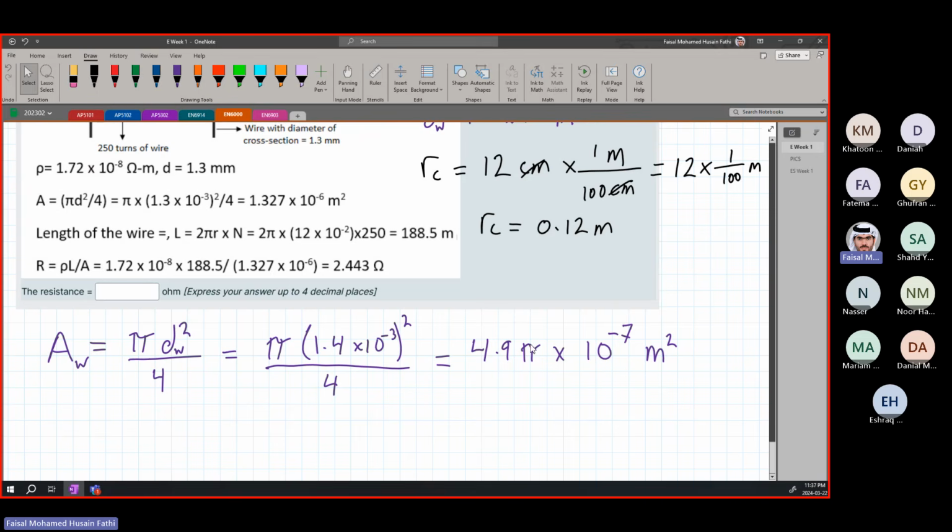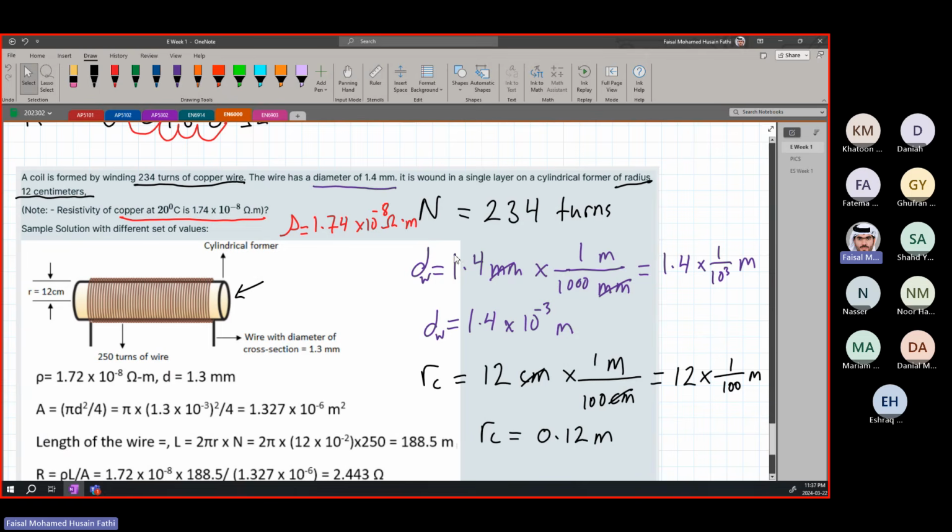I kept the pi outside here because I will show you that later on it cancels. I usually solve it this way. You can simplify it and multiply 4.9 times pi in the calculator. You're going to get a number. It's fine. Nothing wrong with that. I prefer solving this way because it is a bit more accurate and you will see in a bit why. We are now done with the area of the wire.